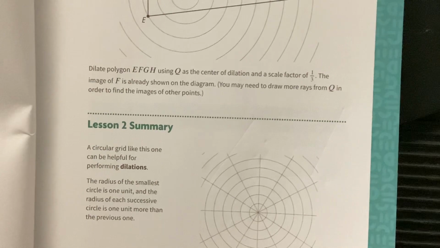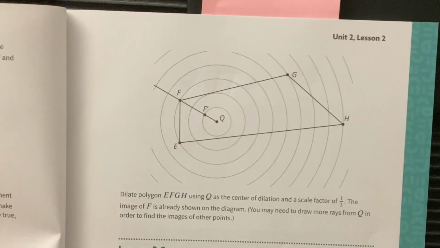Talk about the last one. It says dilate EFGH using Q as the center, scale factor of 1/3. So we want to make a shape that's 1/3 as big as that one. They have F prime already drawn for you, already on there. So why don't you find out where G prime would be, H prime, and E prime, and connect the dots.